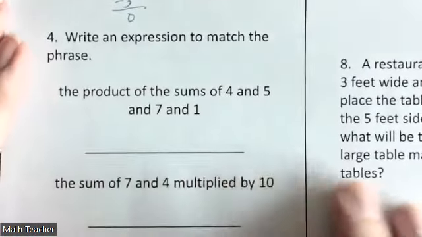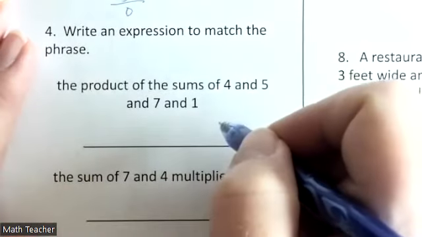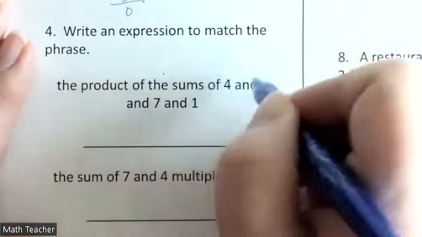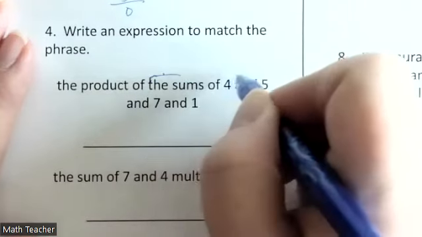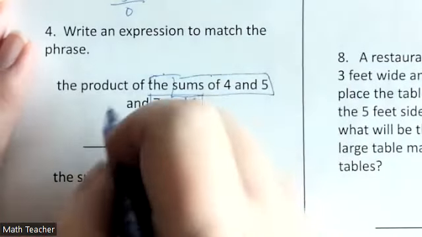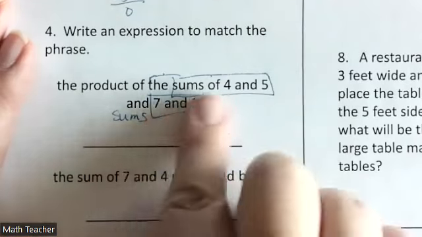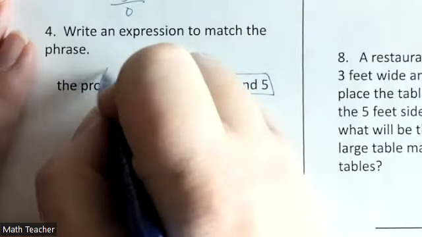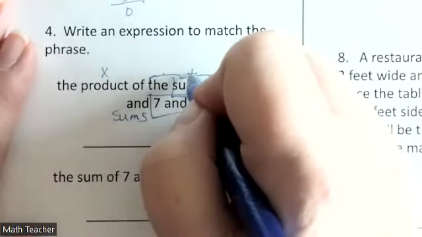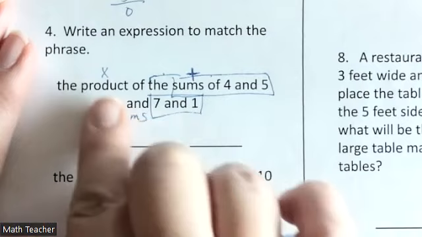Number 4, write an expression to match the phrase. The product of the sums of 4 and 5 and 7 and 1. So we want the product of two things, the sum of 4 and 5 and the sum of 7 and 1. Remember, product is the answer to a multiplication problem. Sum is the answer to an addition problem. So we're going to get the sums of 4 and 5 and 7 and 1 and multiply them together.